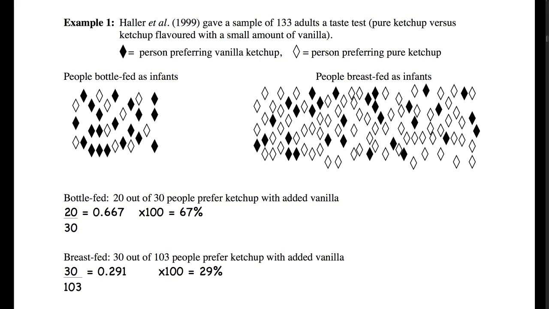So taking these numbers at face value, what it would look like is that early experience with vanilla flavouring may well have had some kind of impact on people's later taste preferences, and much later. This is decades later. And so doing some calculation, finding some way of summarising the information for each group allows us to make a comparison and to draw a conclusion.